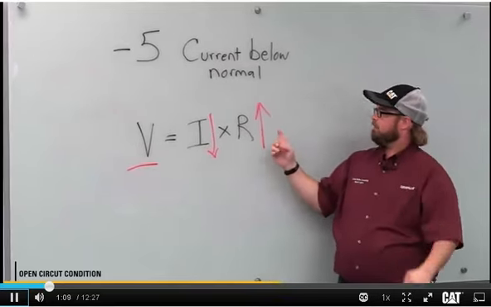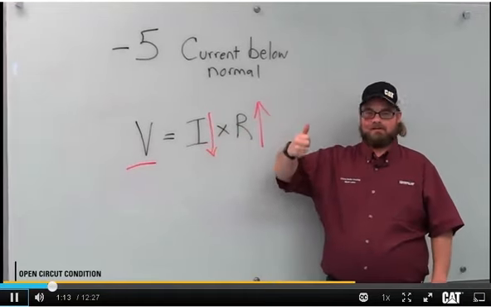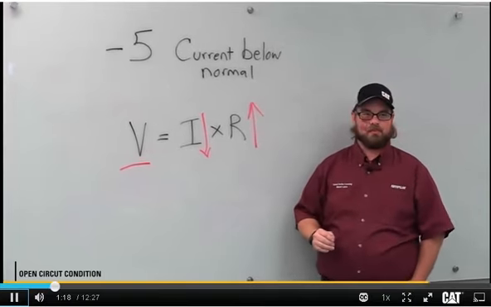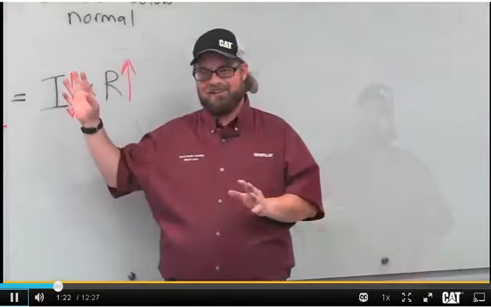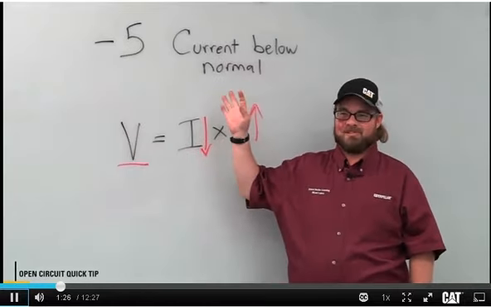So in this case, current below normal, if current is low, resistance is very, very high. That is an open circuit condition. It's the most resistance that we can have, which results in a very, very low current flow. So current below normal is most likely going to be an open circuit condition.